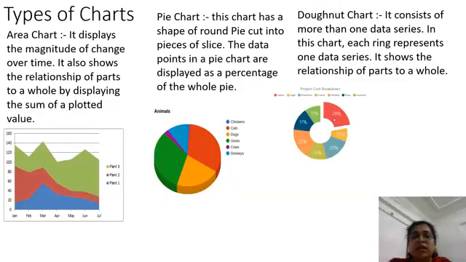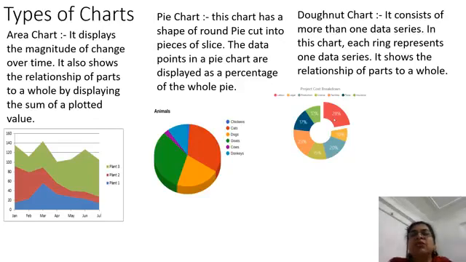Other types of charts, that is area chart, that also we have seen. Then pie chart and donut chart. Area chart displays the magnitude of change over time. It also shows the relationship of parts to a whole by displaying the sum of plotted values.